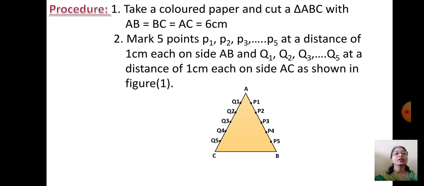So what we have done? We have taken one cutout of an equilateral triangle, and after sticking it on the blank side of your journal, you name it ABC. On the side AB, you take 5 points P1, P2, P3, P4 and P5 at a distance of 1 centimeter each. Similarly, on side AC, you take 5 points Q1, Q2, Q3, Q4 and Q5, and that will be your diagram 1 on the blank page.